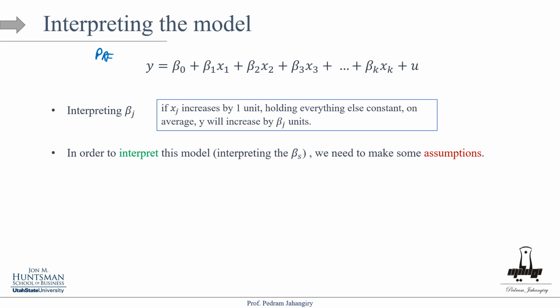So in a nutshell, we can say something like this. Imagine, but let's look at this one, for example. We say if x1 increases by 1 unit, then holding everything else constant, meaning holding x2, x3, up to xk, and implicitly assuming that u is constant, then the y variable is going to increase or decrease by beta 1, depending on if beta 1 is positive or negative, on average. So let me give you more context.